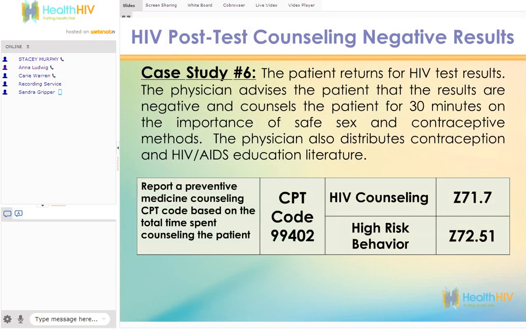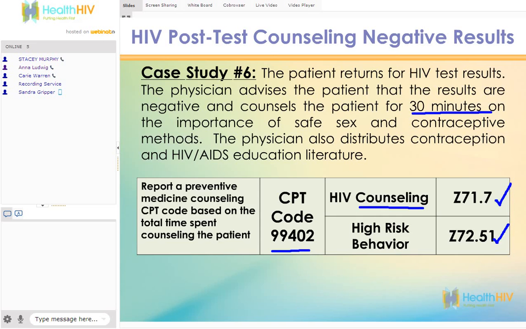Post-test counseling, negative results. So this patient comes in for their results, and the results are negative. The physician counsels the patient for 30 minutes, and they discuss the importance of safe sex and contraceptive methods. The physician gives the patient some literature. So here's your HIV counseling code, Z71.7, and high-risk sexual behavior, Z72.51.